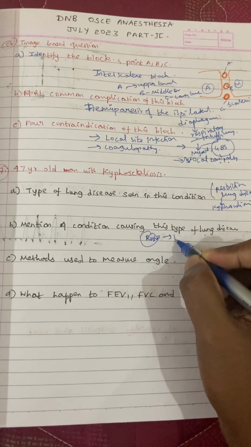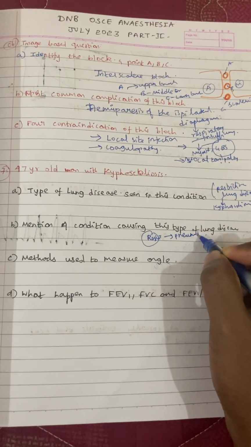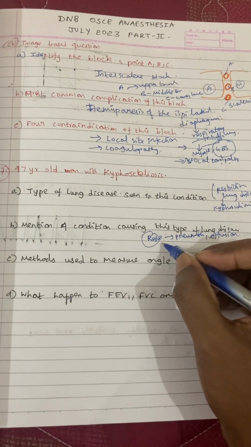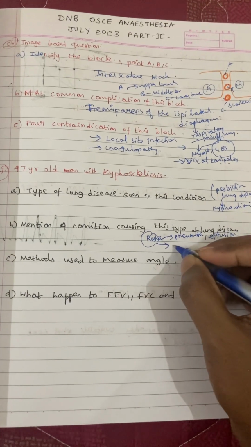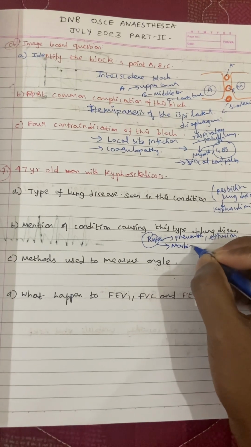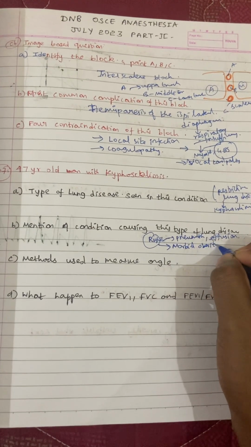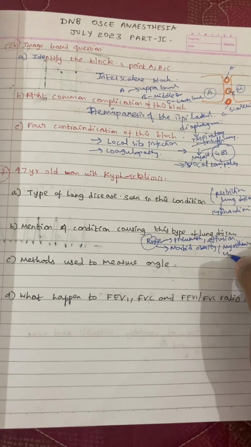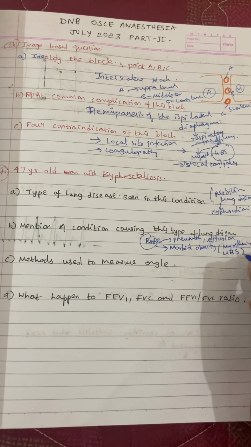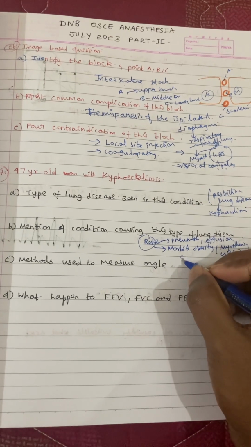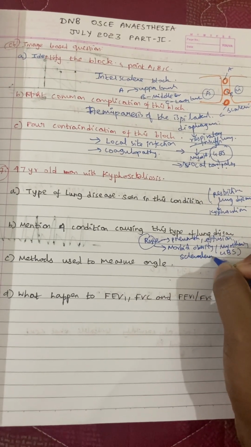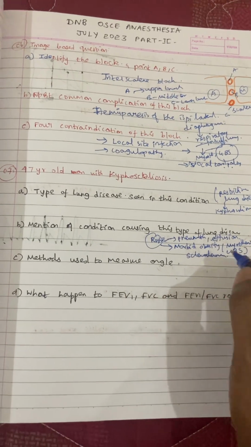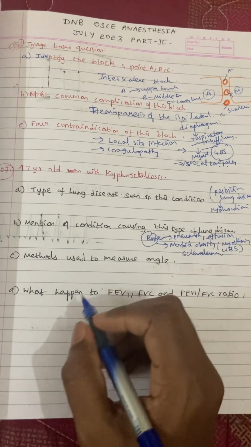Restrictive causes include pleura-related ones like pneumothorax and effusion. Other chest wall-related causes include morbid obesity, or neuromuscular weakness like myasthenia, GBS, Guillain-Barré syndrome, or scleroderma. These are some of the conditions that can cause restrictive type of lung disease. You have to mention any 4 of these conditions.